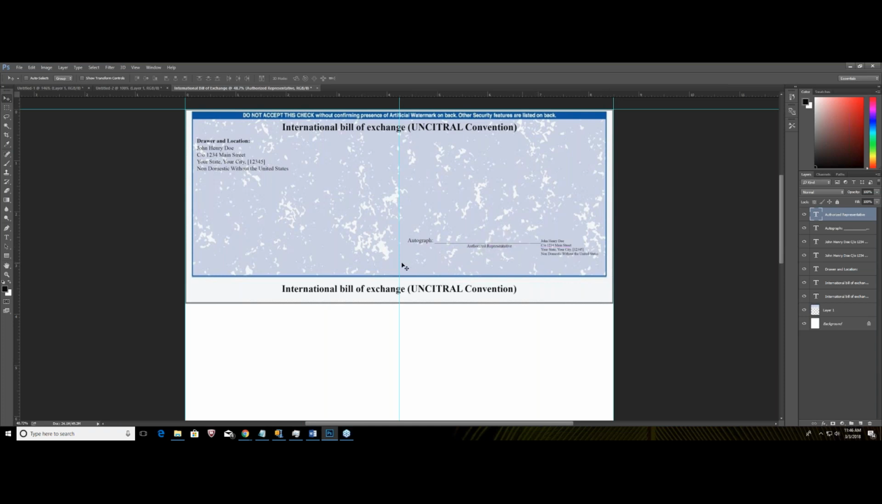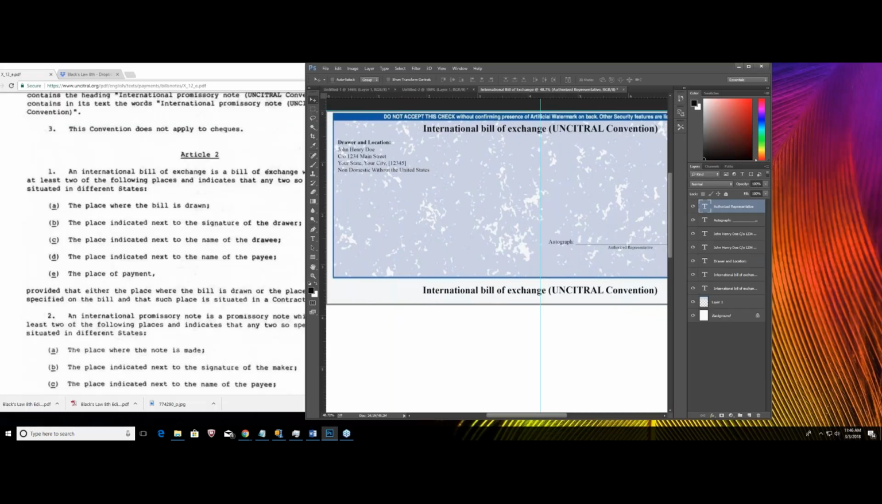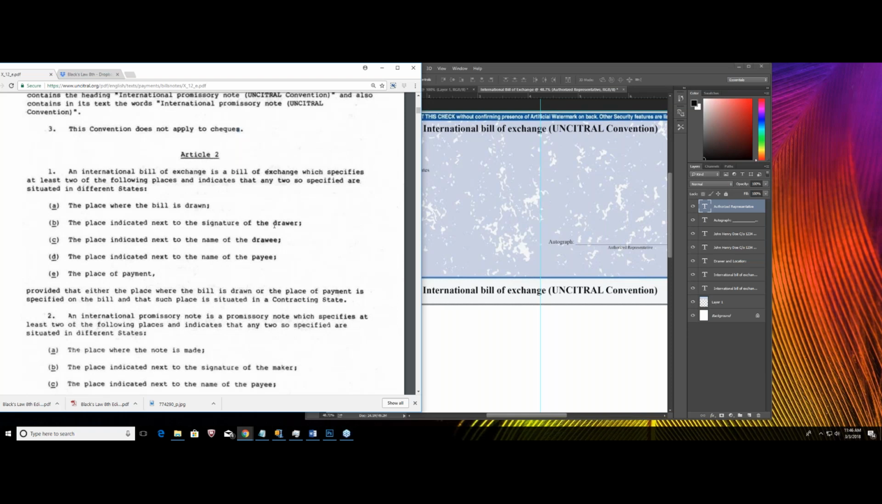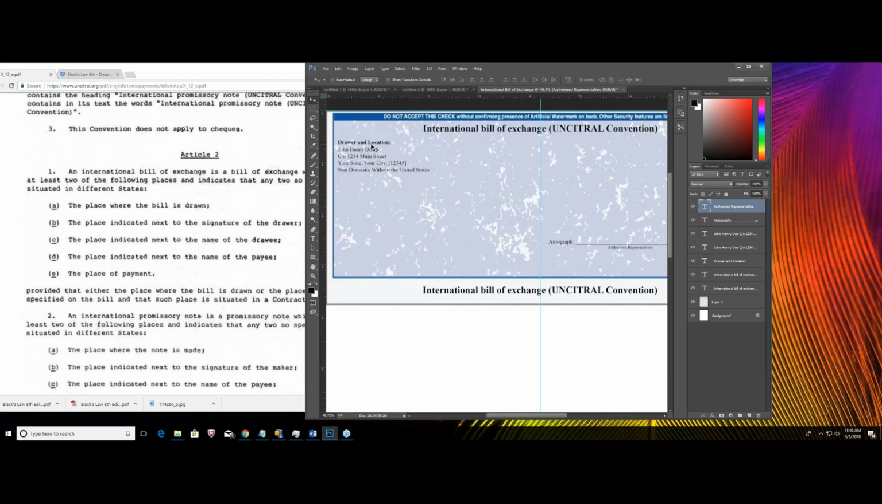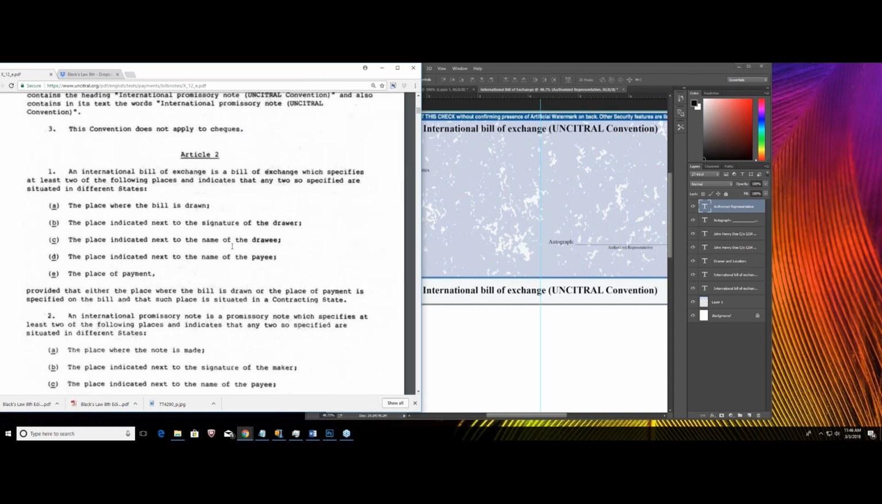All right. So we're following, once again, the rules over here. The place indicated next to the signature of the drawer. You are the drawer. Here's the drawer location over here. So the place where the bill is drawn, the place indicated next to the name of the drawee. Okay. Now the drawee is the place where the funds are going to be taken from, would be the Secretary of Treasury, or actually, you could indicate it as your straw man, your trust account. All right. But we'll get into that in a little bit, because I haven't gotten to that place where I've drawn that line yet, but we're going to draw that in a second.